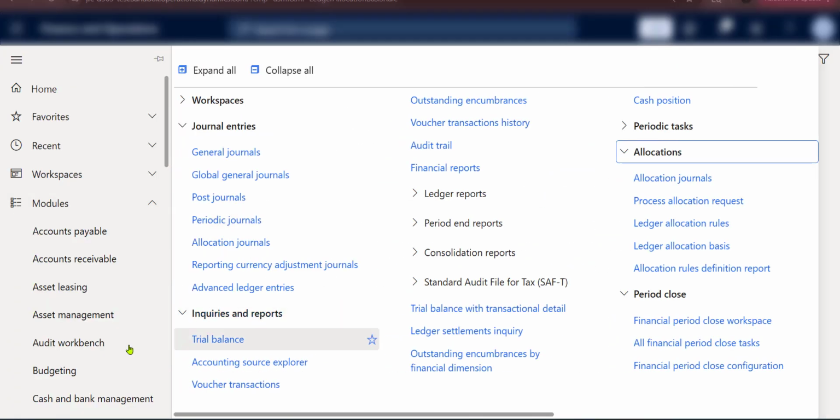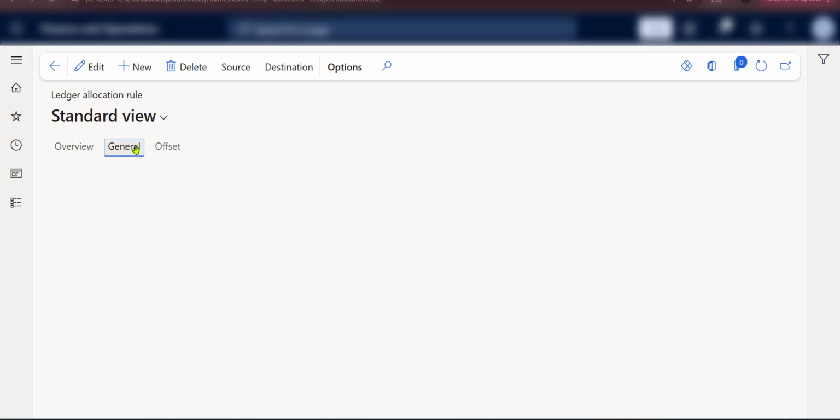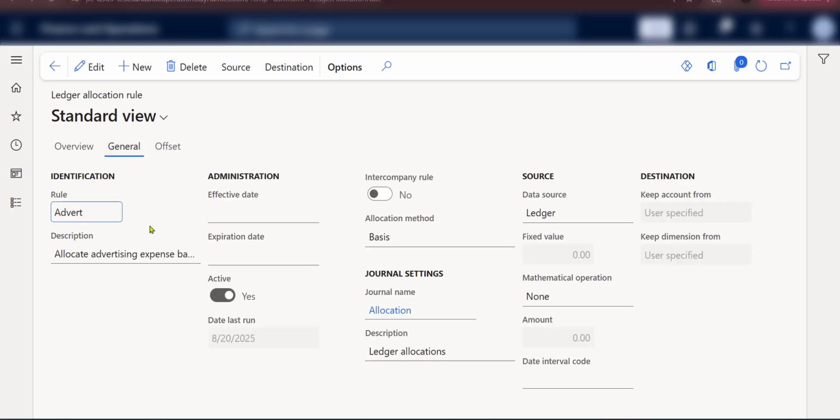So let me go back to GL and then find this ledger allocation rules. So again, now we're switching to the cost side. So the first rule is allocate advertising expense based on business unit sales, right? And the few prerequisite items. So under general, you can see, okay, this rule is active for now. When is the last run date? So those have to be enabled.